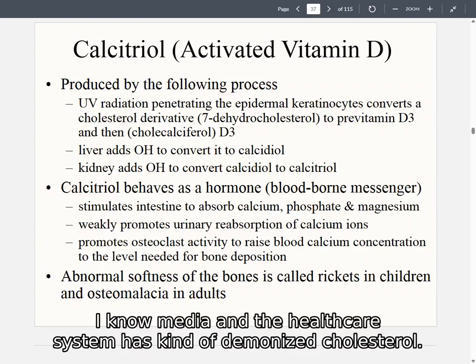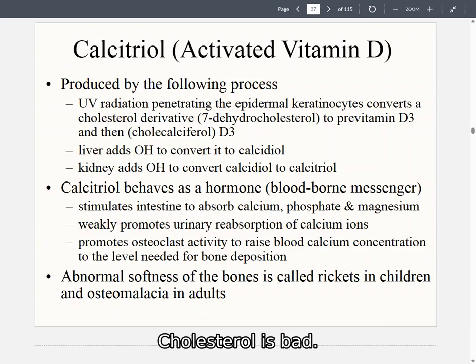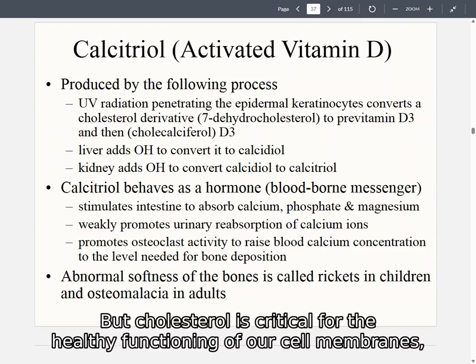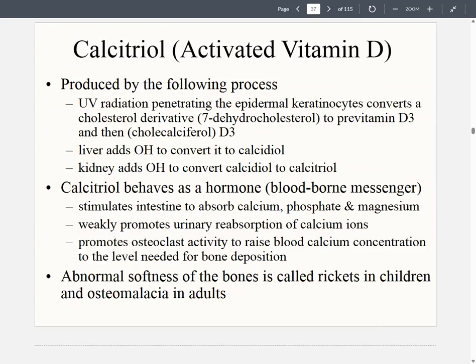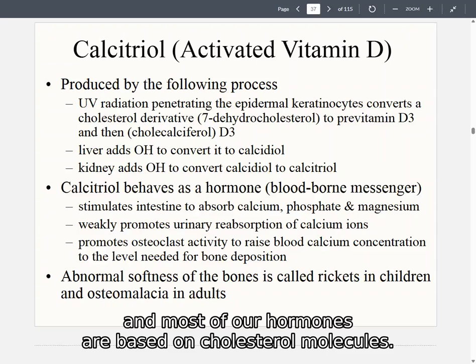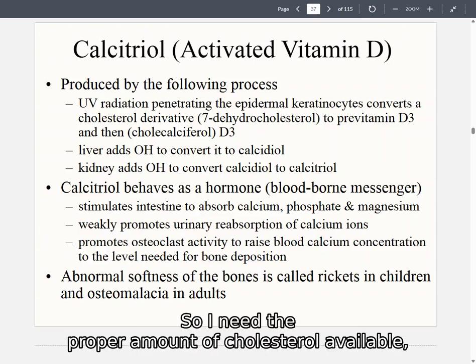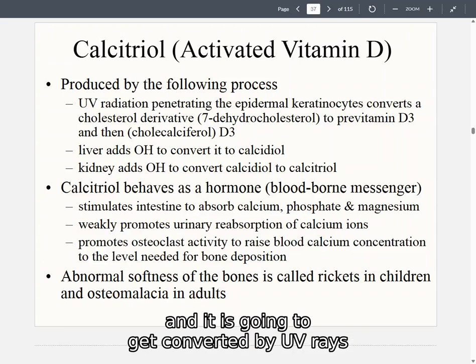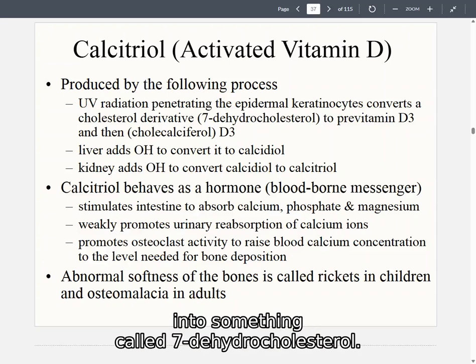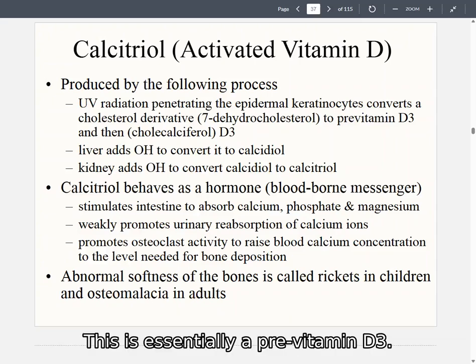I know media and the healthcare system has kind of demonized cholesterol. Cholesterol's bad, but cholesterol is critical for the healthy functioning of our cell membranes, and most of our hormones are based on cholesterol molecules. Case in point, vitamin D, which is necessary for healthy bones. So I need the proper amount of cholesterol available, and it is going to get converted by UV rays into something called 7-dehydrocholesterol. This is essentially a pre-vitamin D3.